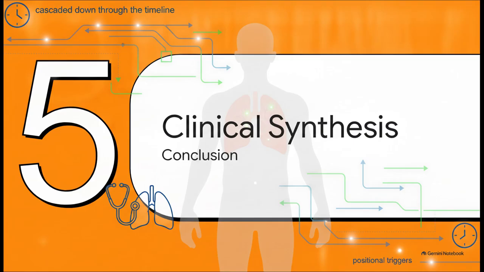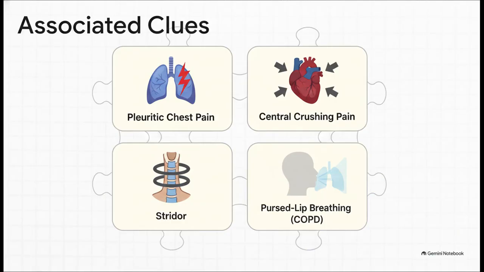Almost done. Section 4. Clinical synthesis and conclusion. So we've cascaded down through the timeline, through positional triggers and specific physical signs, bringing it all together. So the crucial point is that these final associated symptoms are the keys to unlocking the exact diagnosis. You just pair the dyspnea with these clues.